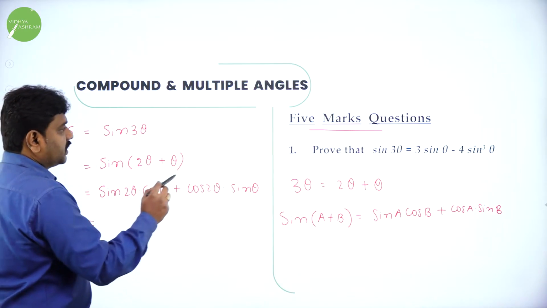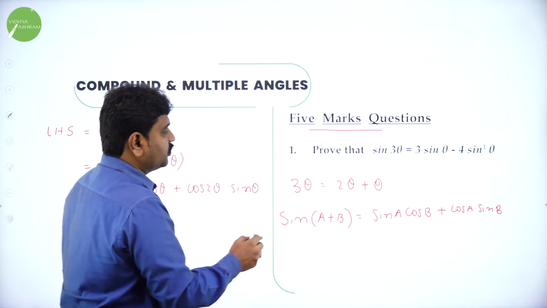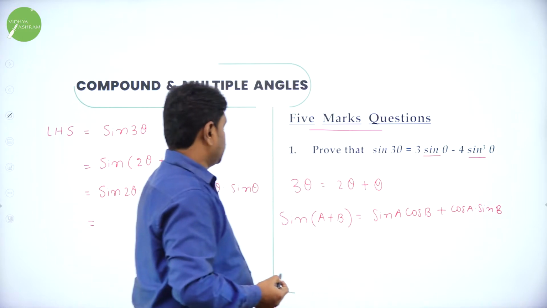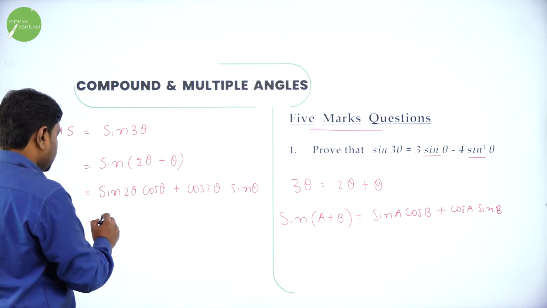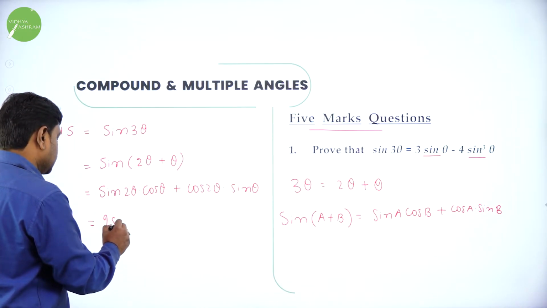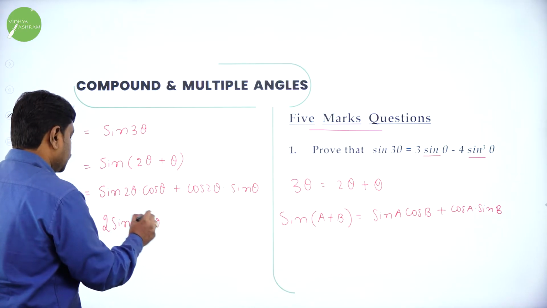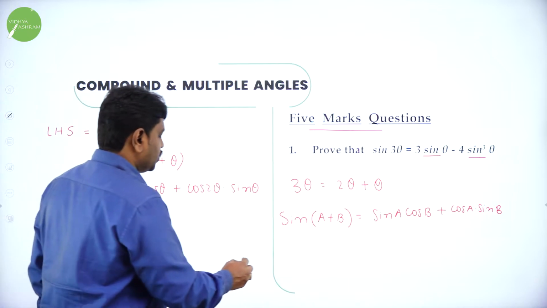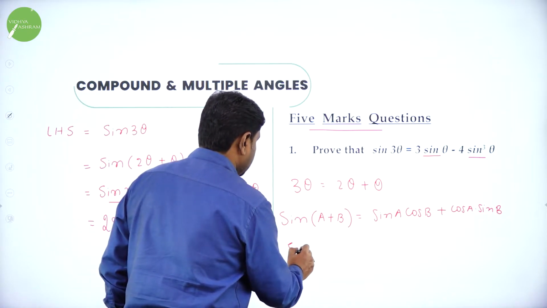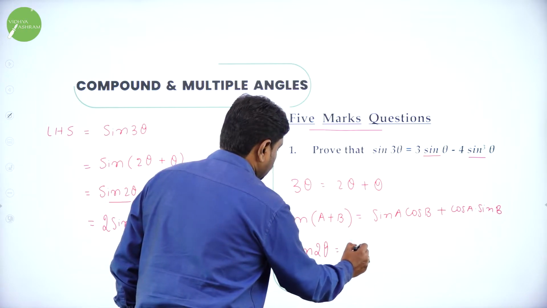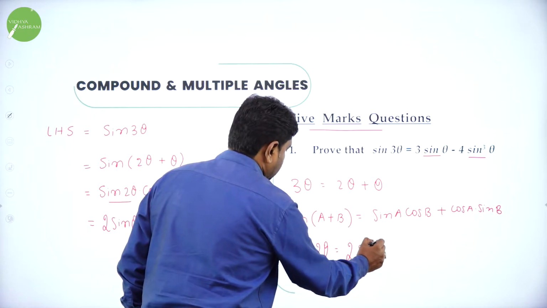Now we want all the terms in terms of sin. If you see the RHS, every term is made up of sin. So convert cos to sin. So now sin 2 theta can be written as 2 sin theta cos theta, multiple angle. All of you know sin 2 theta formula. What is sin 2 theta? Sin 2 theta can be written as 2 sin theta into cos theta.